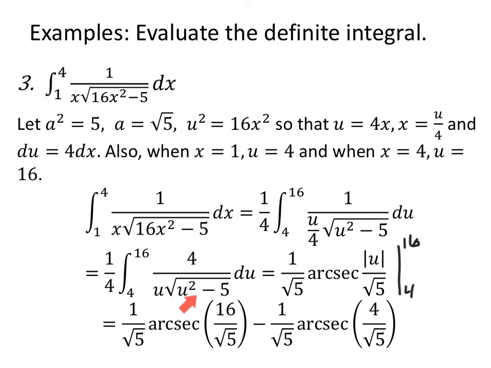This form is arcsecant of the absolute value of u over square root of 5, my a, 1 over a, arcsecant of absolute value of u over a value being square root of 5. Substitute 16, and then substitute 4, and yep, I'm going to leave it exactly like that. If you're the type that likes to rationalize your denominators, you should do so. I not only ran out of space on here in order to make it legible, I also ran out of desire. I'm not a big fan of rationalizing denominators.